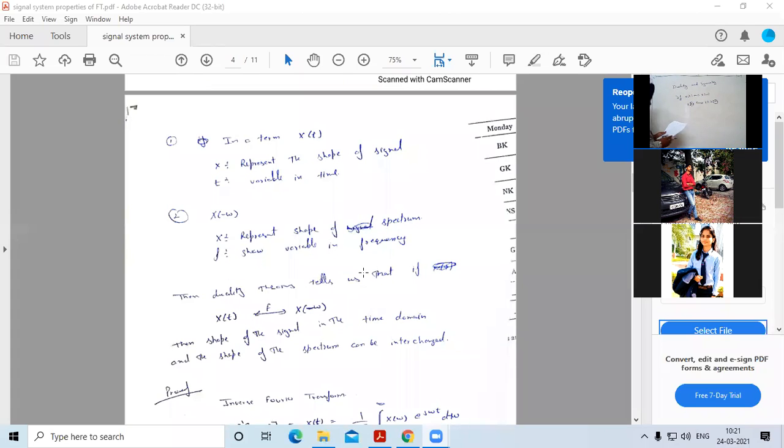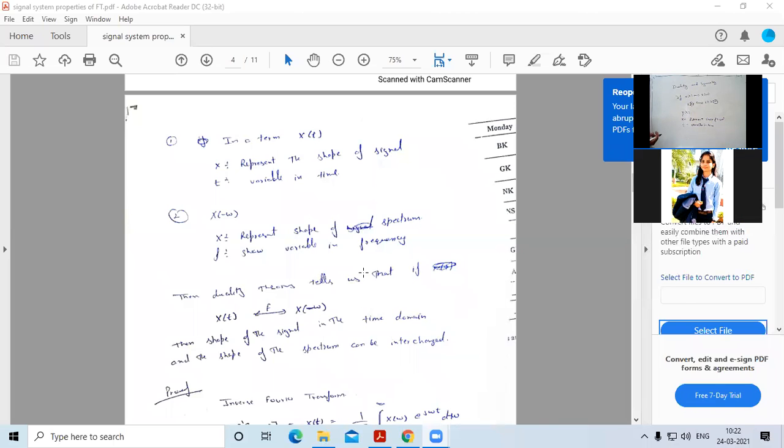So first of all, I am talking about the function x(t). Here x is representing the shape of the signal. What does x represent? It represents the shape of the signal, means what is the shape of this signal? And what is t? T is the variable in time. This is the variable in the time domain.